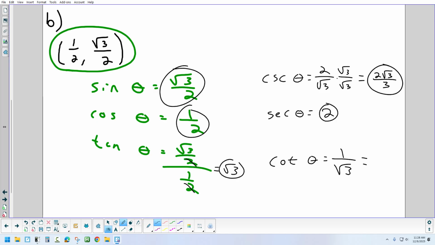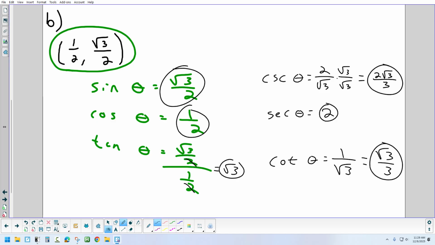We have the same issue as the cosecant. We need to fix it. And what do I get when I fix that so the root is not in the bottom? Yeah, root 3 over 3.